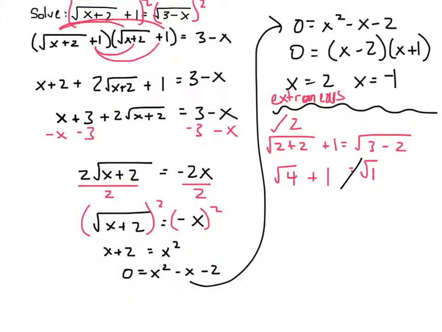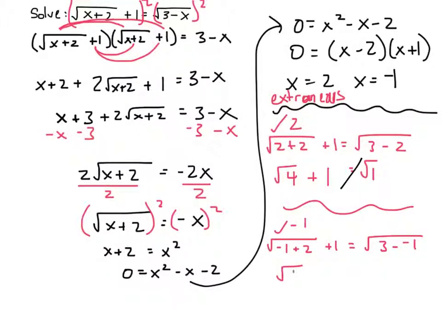Oh. Okay, so now let's check negative 1. Because they both could be extraneous, but we have to see. The square root of negative 1 plus 2, plus 1, equals the square root of 3 minus negative 1. Okay, negative 1 plus 2 is 1, so this is the square root of 1 plus 1 equals 3 minus negative 1, which is the square root of 4. Well, that's 2 equals 2. Negative 1 is my only solution. Alright, and that's how we'll solve if we have two radicals in the same equation.